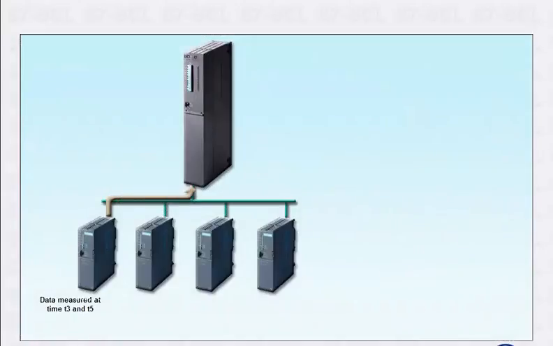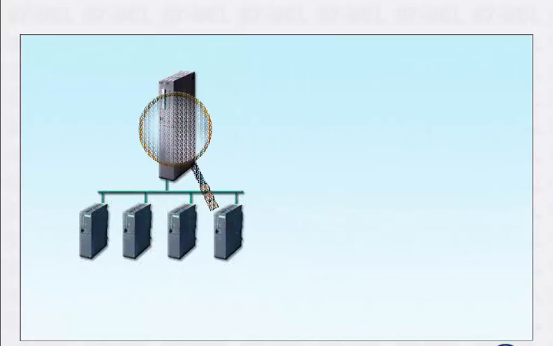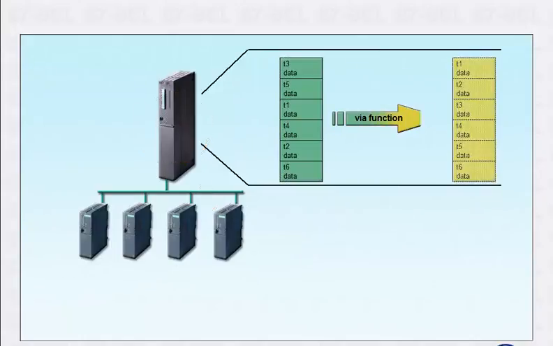To demonstrate the benefits of S7 SCL with a concrete example, we will show you the implementation of a sorting algorithm with S7 SCL. The starting point is an S7-400 station as data collector and a series of substations. The substations send data measured at different times to the data collector. One of the tasks of the data collector now is to sort the measured data with respect to the time of measurement in order to enable further data processing.